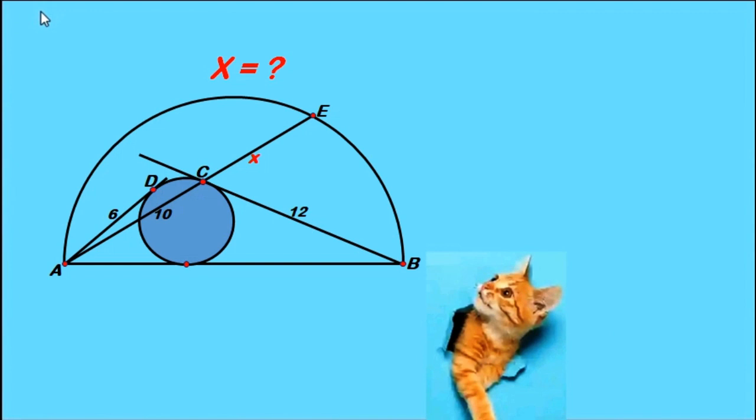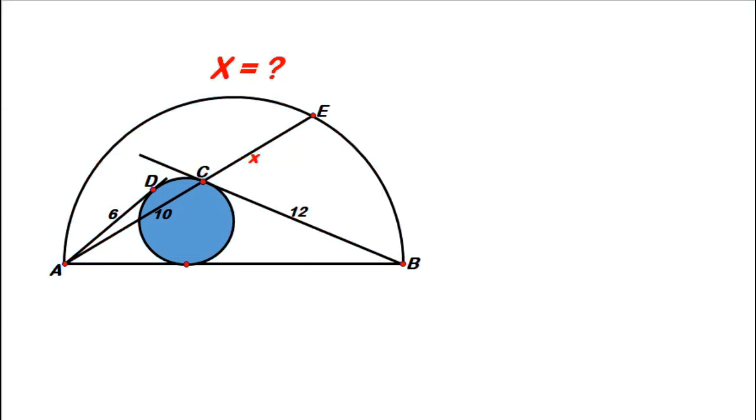Now today we want to see how to solve this radical geometry problem. You've been told to find the value of x. The value of x is the length from C to E. So how do we find the value of x?